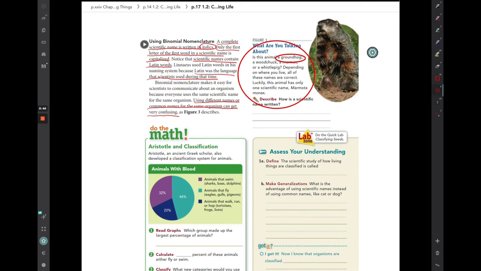Alrighty, so I would like for you to go back and do the in-text questions, pages 15 through 17, and we will continue talking about classification in the next lesson.